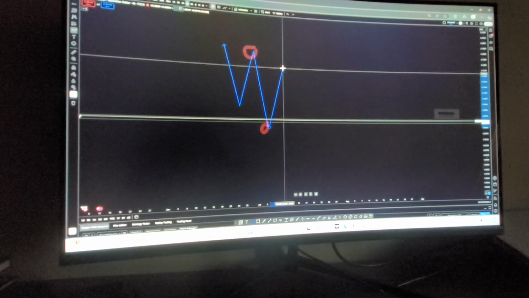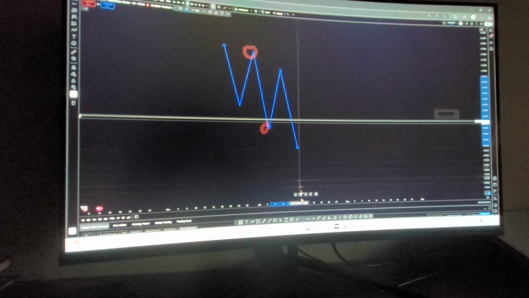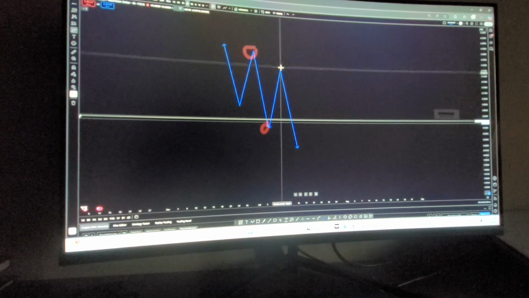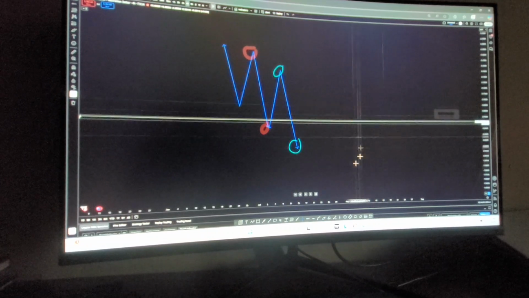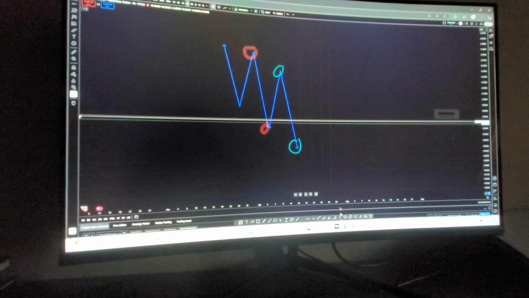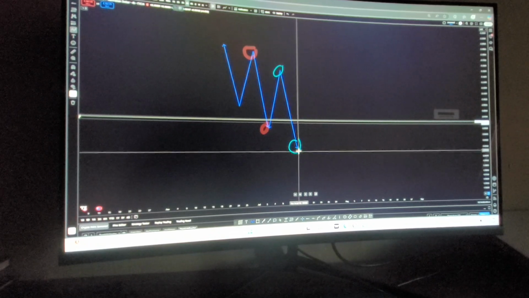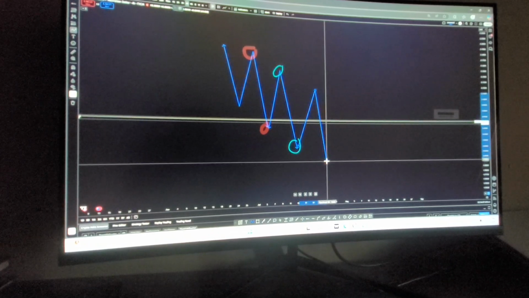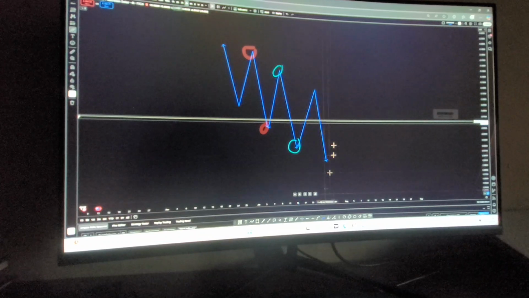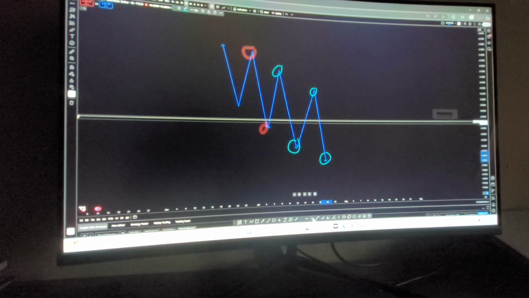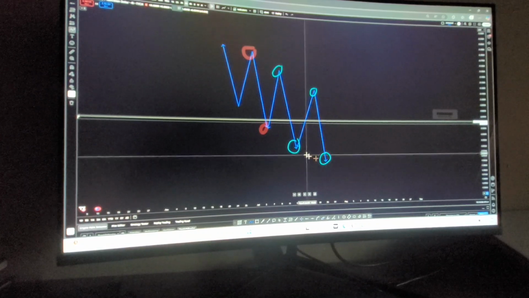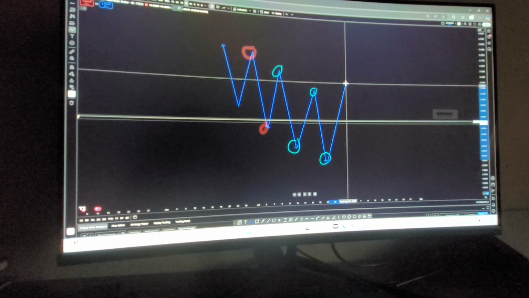Then we can see that price does something like this again. We can easily see that this particular one right here is another strong high and this particular one right here is another weak low. And we see something like this again. You have to know that this particular one right here is a strong high and this particular one right here is a weak low.